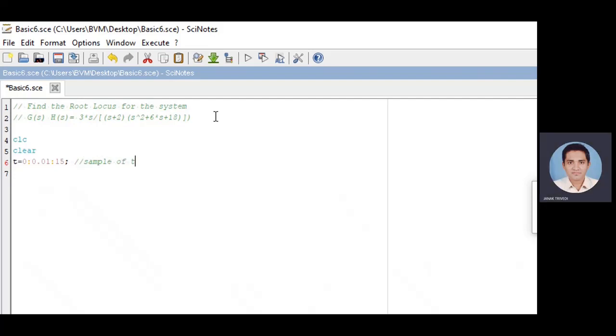Sample of time from 0 to 15 in the range of 0.01. Then s equal to percentage s, that indicates s for polynomial.